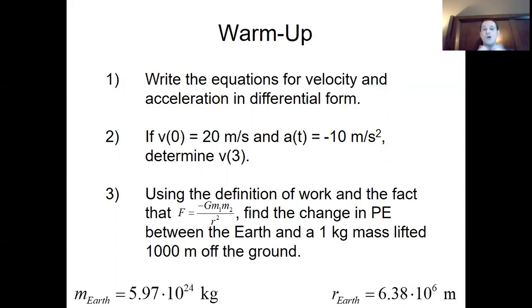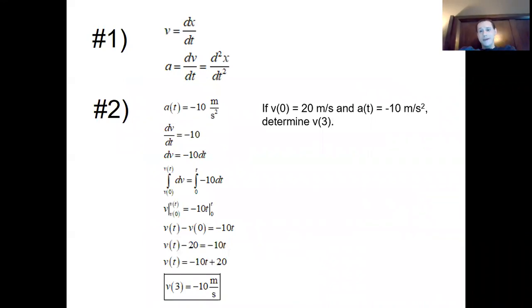So number one, write the equations for velocity and acceleration in differential form. Well, that's pretty straightforward, okay? All that means is, what is velocity? It's the derivative of position with respect to time, okay? So I have the classic figures where I have x, v, and a. If you start with an x and take a derivative with respect to time, you get down to velocity. If you have a velocity and take a derivative with respect to time, you get down to acceleration.